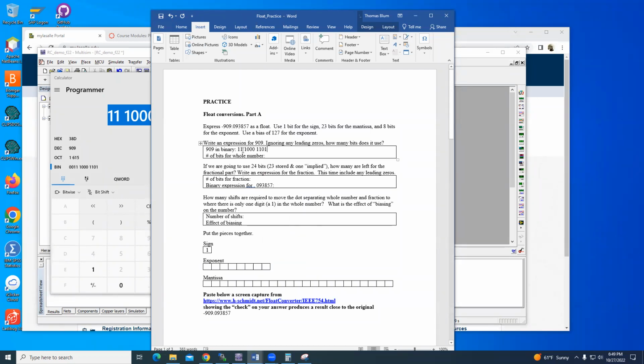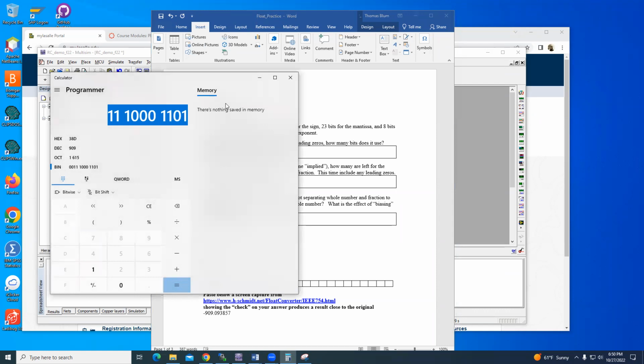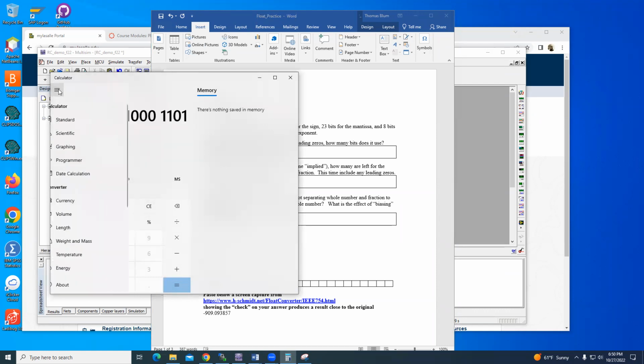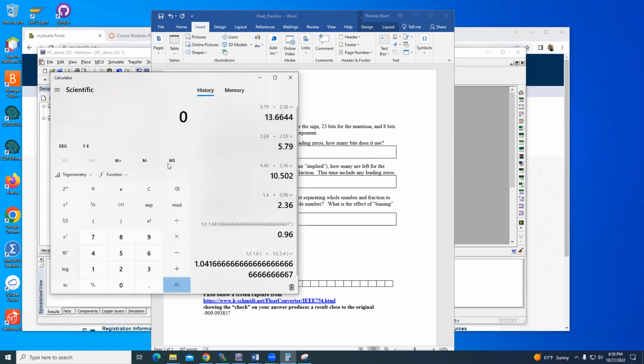And that used up 10 bits. So the number of bits for the whole number was 10 bits. I imagine I store 23, but I pretend until I store, then I'm working with 24. And so I've used up 10 bits for the whole number. That leaves me with 14 bits down here. And so then I play my game of I have 14 bits for a fraction. And we know that game, like when we had fixed point numbers. I'm going to go to scientific mode.